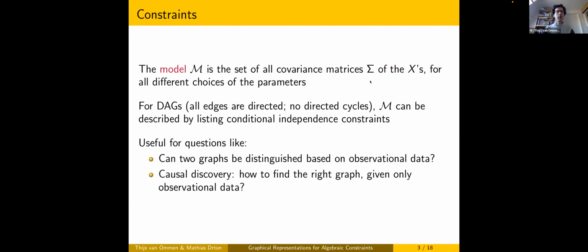Now, it is well known that for DAGs, so directed acyclic graphs, the model can be described by listing the conditional independence constraints. And there are many tools like d-separation, for instance, that allow us to link graphs and probability distributions, and a huge amount of useful results come from this. For instance, many causal discovery algorithms for DAGs.